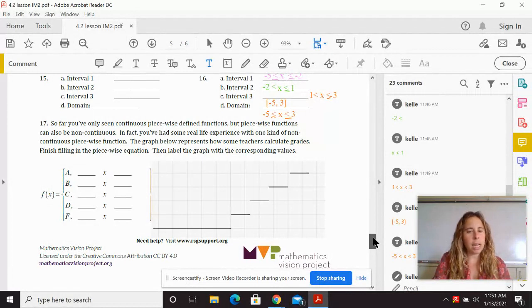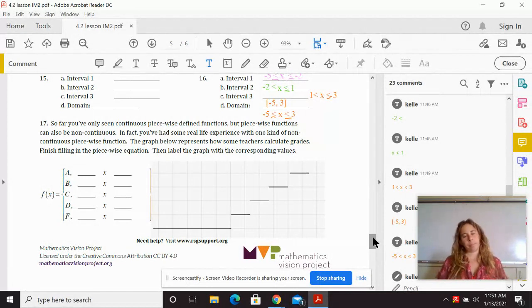And then 17. 17 is kind of a weird one. So it says, so far you've only seen continuous piecewise defined functions. They've all been continuous so far. But piecewise functions can be non-continuous. It's also called discontinuous. In fact, you've had some real life experience with one kind of non-continuous piecewise function. The graph below represents how some teachers calculate grades. Finish filling in the piecewise equation, then label the graph.